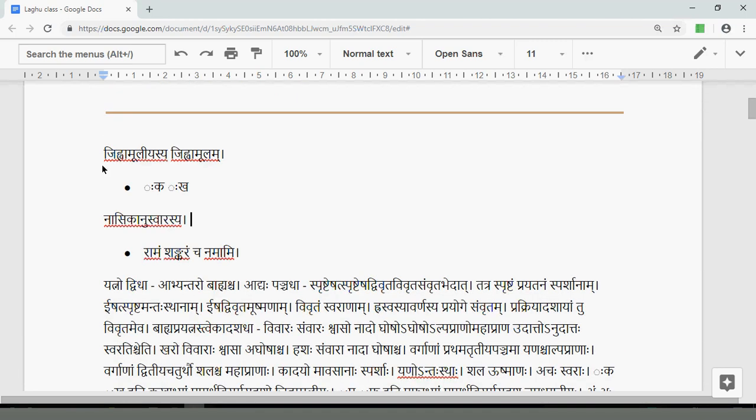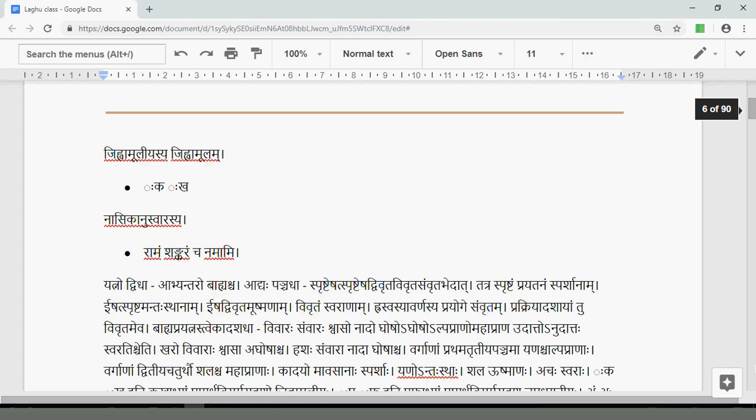What are the yatnas? Yatno dvidha. Yatnaha dvidha is of two types. Yatna is of two types. What is abhyantara bahyascha? Abhyantara, internal, and bahya, external. Adhyaha panchada. Adhya is what? Earth, the earlier. Abhyantara yatnaha is what? Panchada is of five types. Sprishta, I'll just split this. Otherwise, actually, it is Sprishtesha, Sprishtesha, Vivruta, Vivruta, Samruta, Bheda. This is how you would read it if you do not break it.